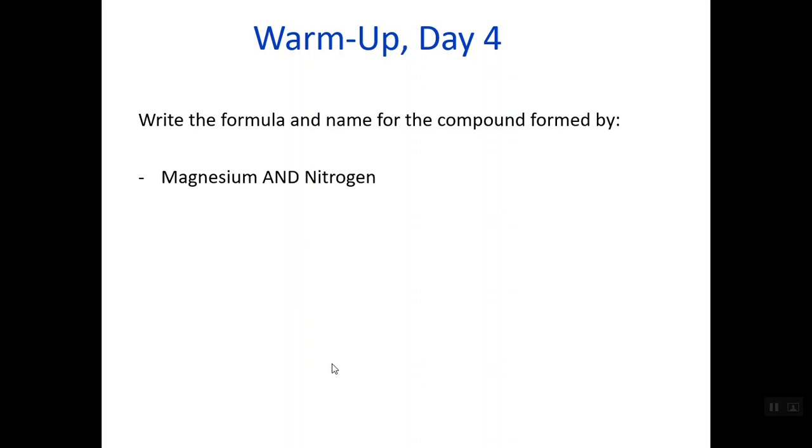Okay, hopefully by now you have worked through this problem and you figured out the formula and name. So let's go through it to make sure you did the work correctly. The first thing you should do is find magnesium and nitrogen on the periodic table. You should have found that magnesium is in group 2. It's one of your alkaline earth metals. So because of that, it's always a 2+ charge.